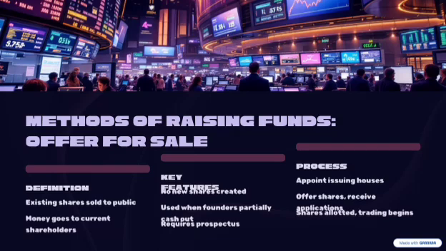Now, this is when existing shares owned by current shareholders, often the founders or early investors, are sold to the public. For example, when Aliko Dangote wanted to reduce his ownership stake in Dangote Cement, he made an offer for sale, selling some of his existing shares to the public through the Nigerian Stock Exchange market.